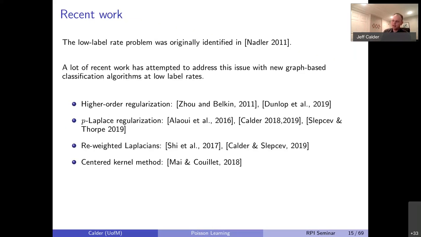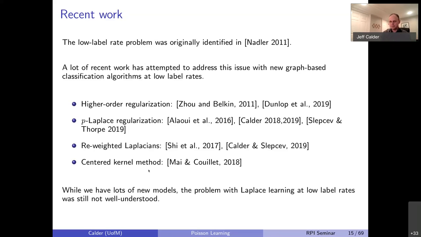And then there are reweighted Laplacians, which I've worked on as well. Here what you're doing is reweighting the graph, so you amplify the weights near the labels to discourage the gradient from being sharp. So you want to have a much smaller gradient near the labels. And there's also the centered kernel method, which is a bit more recent. This is a completely different idea based on random matrix theory. I won't say much about this one.